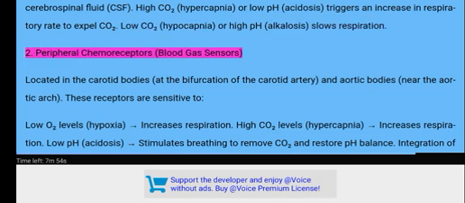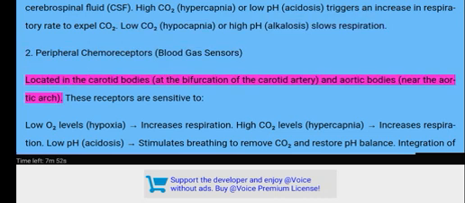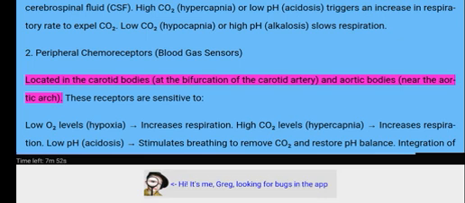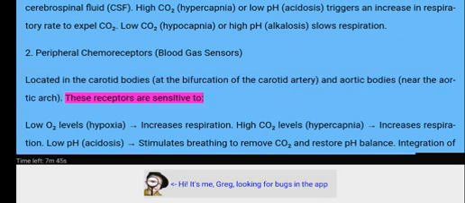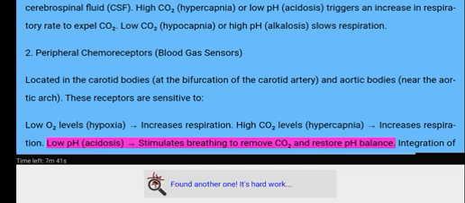2. Peripheral chemoreceptors, blood gas sensors. Located in the carotid bodies, at the bifurcation of the carotid artery, and aortic bodies near the aortic arch. These receptors are sensitive to low O2 levels, hypoxia, which increases respiration. High CO2 levels, hypercapnia, increases respiration. Low pH, acidosis, stimulates breathing to remove CO2 and restore pH balance.